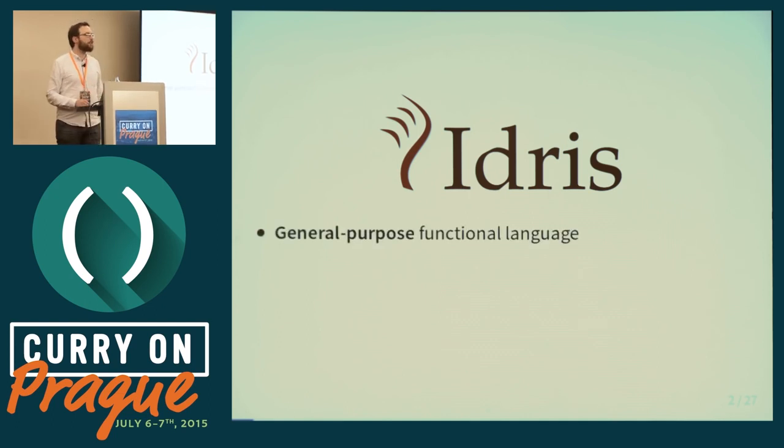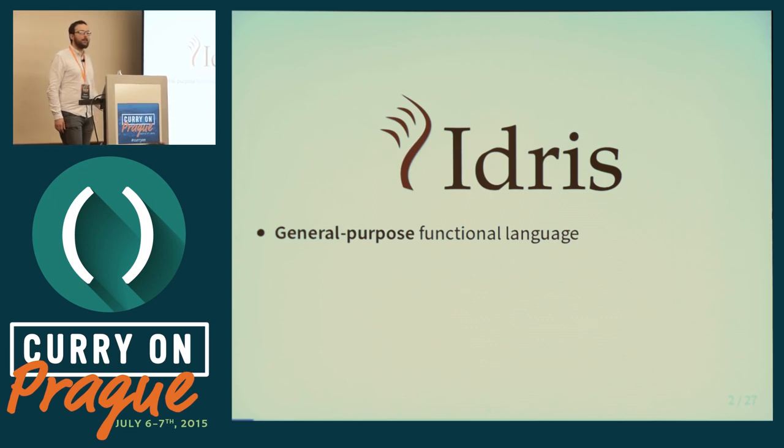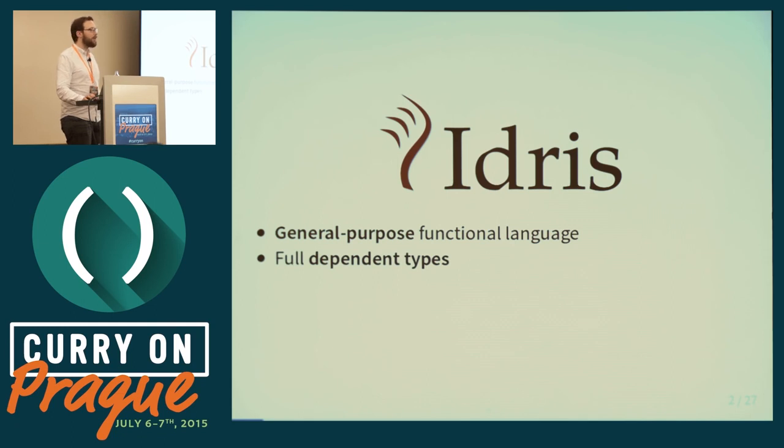So Idris is a general purpose functional language, which is to say we intend it to be a language that you can write the same kinds of programs in that you could write in something like ML or Haskell. At the same time, it has full dependent types, which is to say that the language of the type system and the language of the runtime computation system are one and the same. We don't have a syntactic distinction between what you're allowed to do to the left of the colon and what you're allowed to do to the right of the colon.